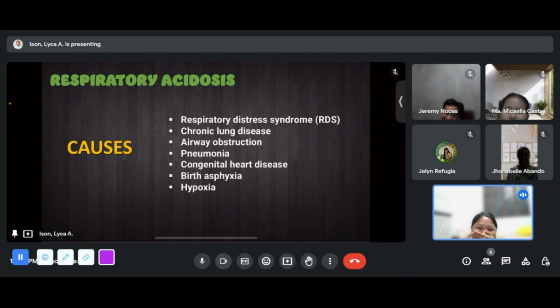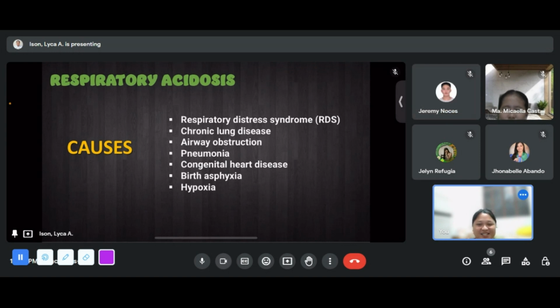So, next is the pneumonia. Pneumonia. Alam niyo na to, di ba? Ito yung infection sa lungs na nagkakaroon ng inflammation and impaired lung function na nagli-lead sa respiratory acidosis, congenital heart disease, birth asphyxia, and hypoxia.